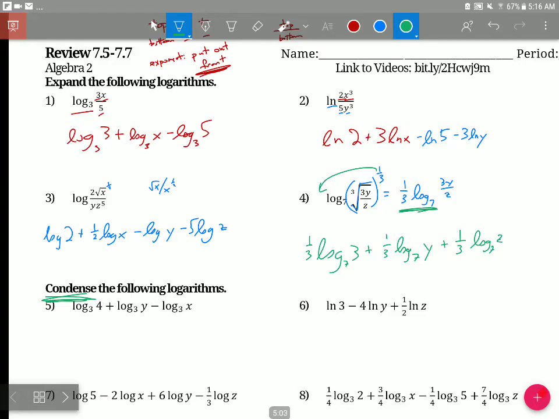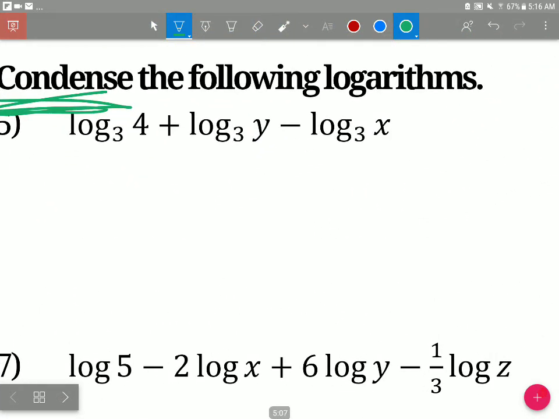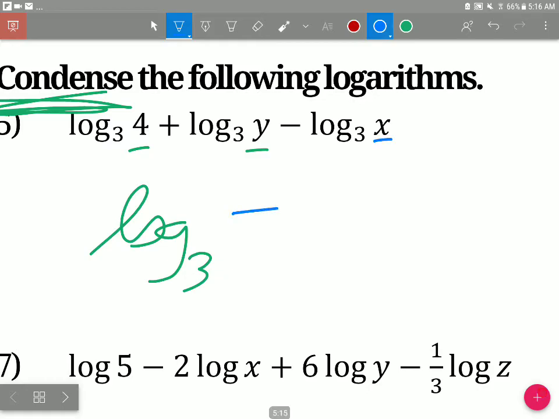I'm just going to go ahead and start moving. I'm going to do these in one shot. These are all log base 3, so it's log base 3. I got 2 that are positive and 1 that is negative. So the 4 and the y go on top. Let's keep the same colors. The 4 and the y are on top, and the x is on bottom. That's your answer.